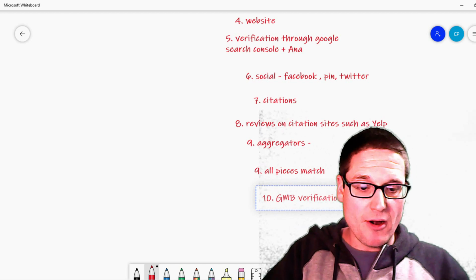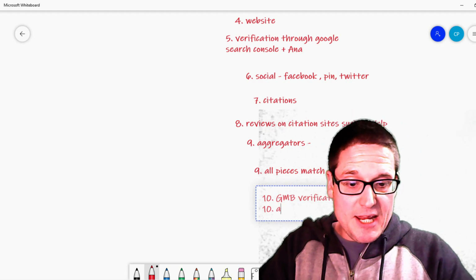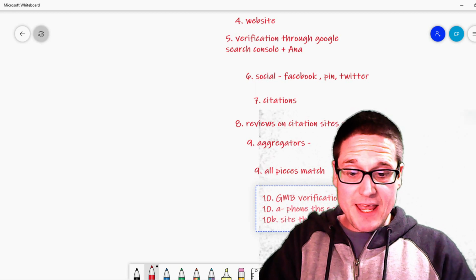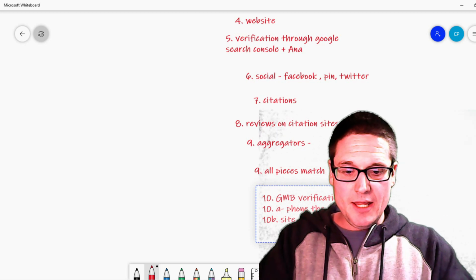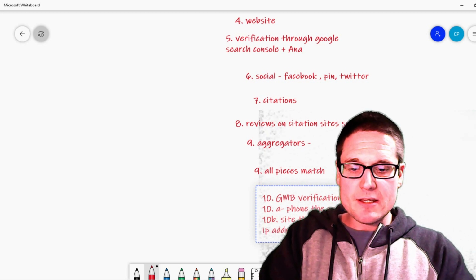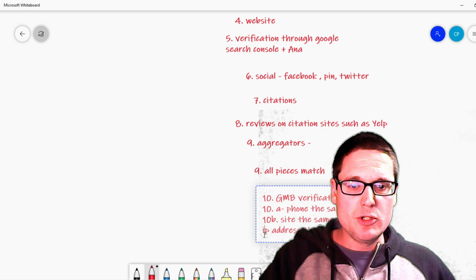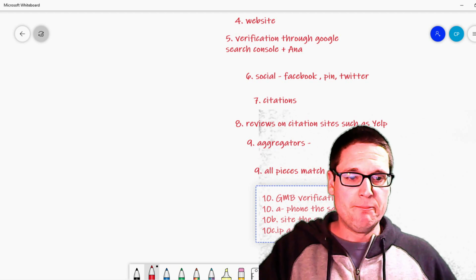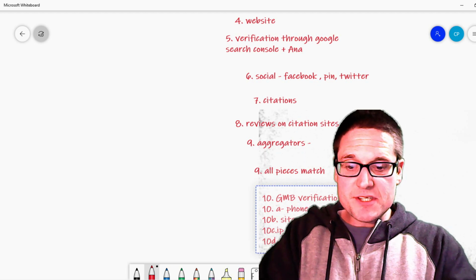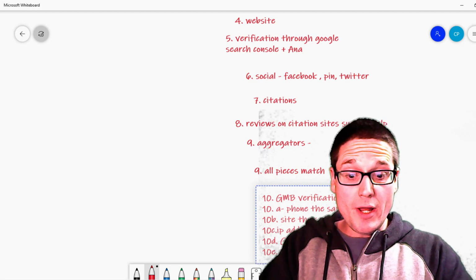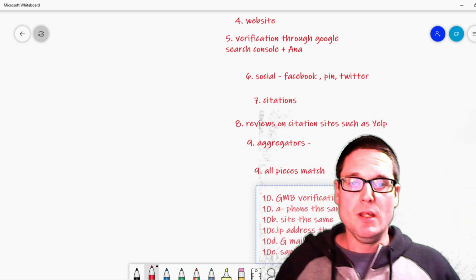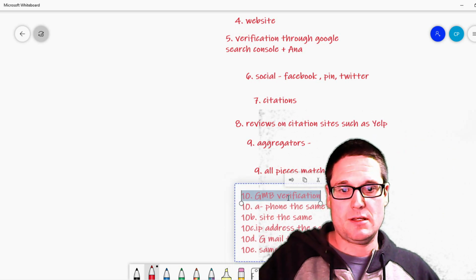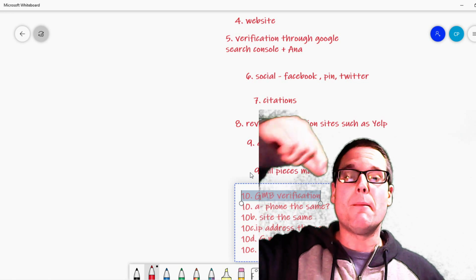And when the GMB verification comes in, it's looking at, is the phone the same? Is the site the same? Right? Is this starting to make sense? Is the IP address the same? You see, it's a computer. It's doing all of these calculations. Is the Gmail the same? Same persona, right? You see where I'm going with this? This is when you're starting to do the verification process. It's looking at these metrics.